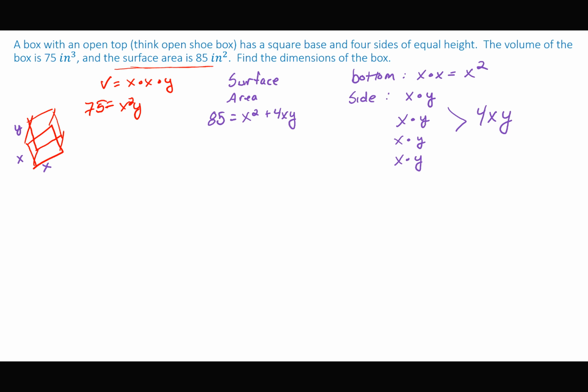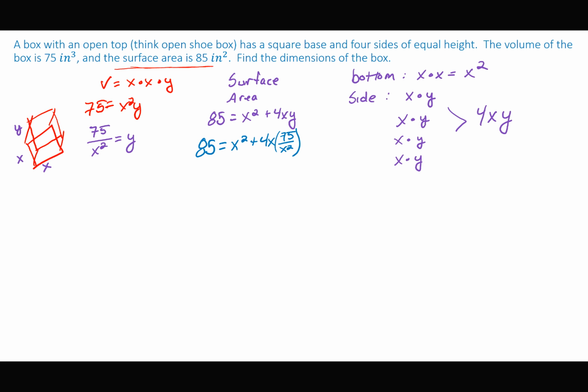Well, this initial one, I'm going to start with that, and I'm just going to solve that for y. So 75 divided by x squared is y. And I'm going to use that in my equation over here for surface area. So now 85 equals x squared plus 4x times my new y value, which is 75 over x squared. Now I want to solve this for x. This will tell me what x is. Once I have x, then I can figure out y.